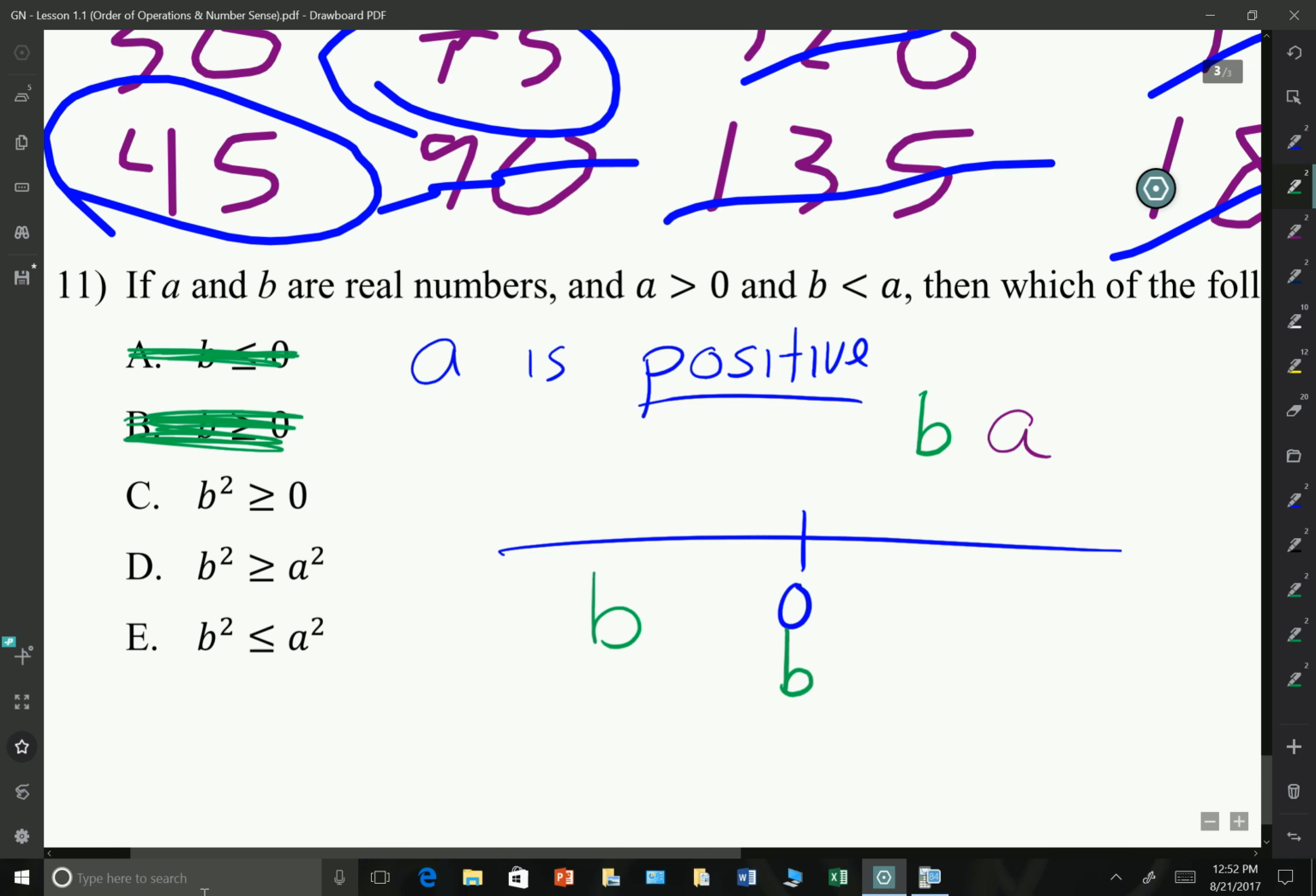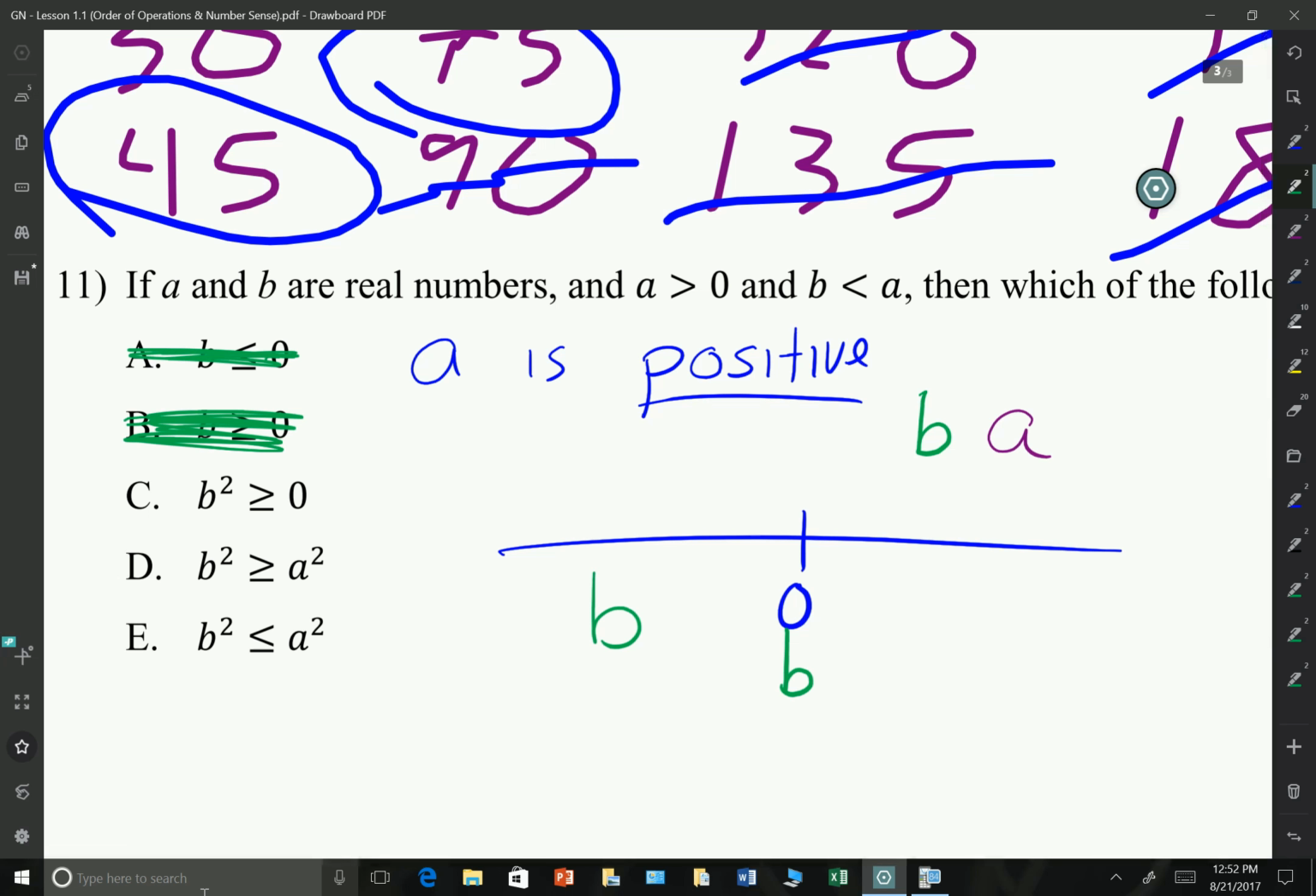If I square B, will it be 0 or positive? What happens if you square a negative? It becomes positive. That's good, right? What happens if I square 0? It becomes equal to 0, so that's good, right? What happens if I square a positive? It's still positive. So what do we know about C so far? So far it's correct, right? We know this one's good.